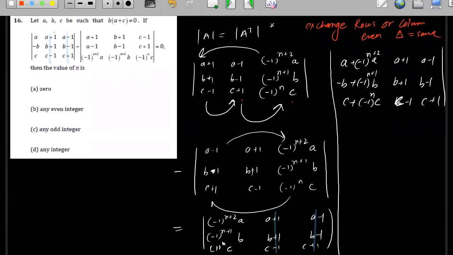For any value of n, if I take n as even, this will become 2a, this will become minus 2b, this will become 2c, and it won't be equal to 0. But if I take n as odd, this will become a minus a, 0, this will become minus b plus b, 0, this will become c minus c, 0. So that means n has to be an odd integer, right? So any odd integer. Okay, copy this one also. Understood? Fine.